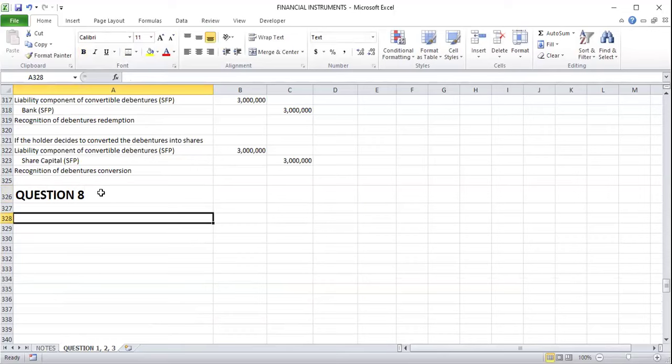Right, the first part. Classification and initial measurement. Convertible debentures.